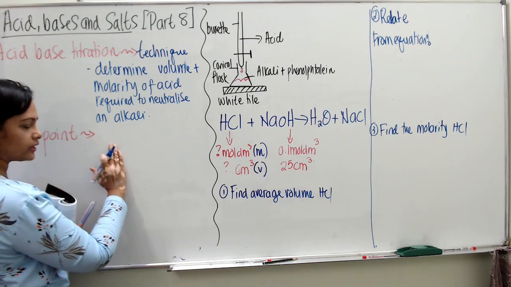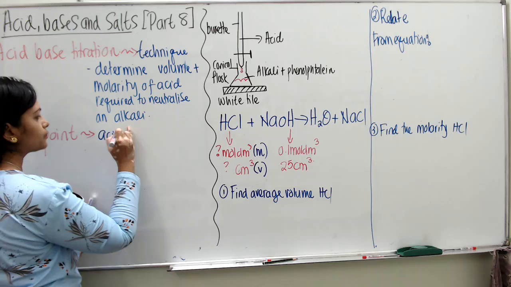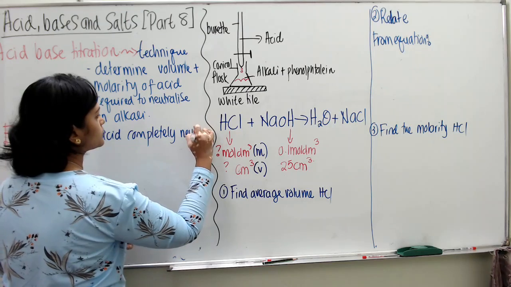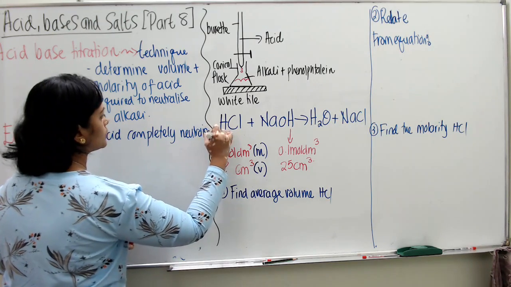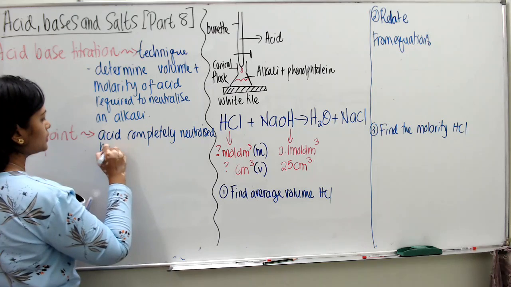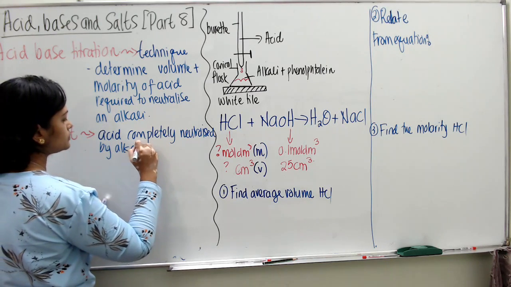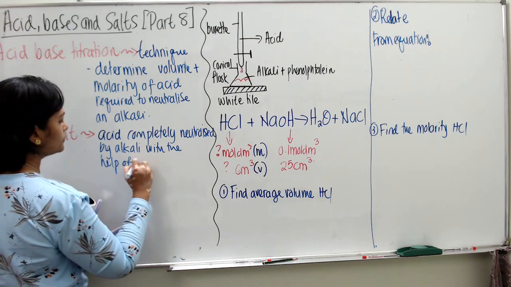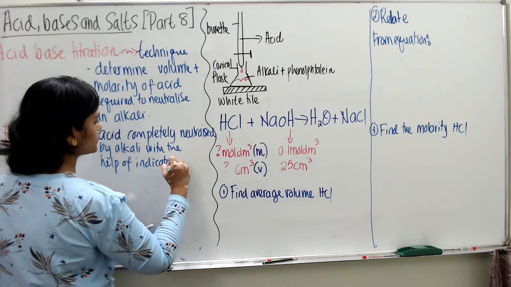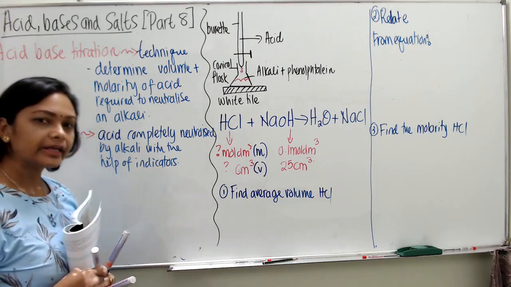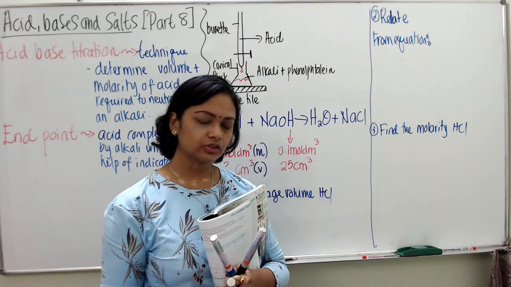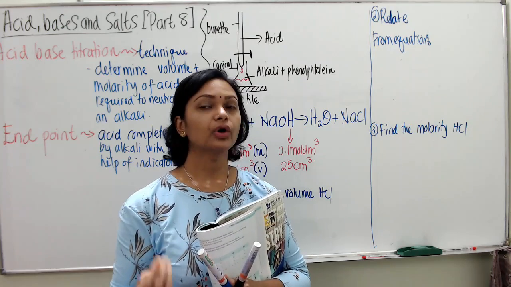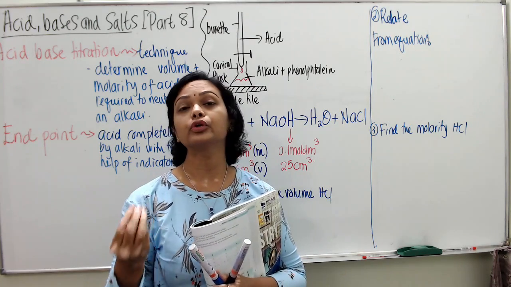Teacher write the key point: endpoint is where acid is completely neutralized by alkali with the help of indicators. So what do you mean by indicators? Indicators are substances where the color change of the substances will help us to determine whether an acid or alkali has been neutralized or not.